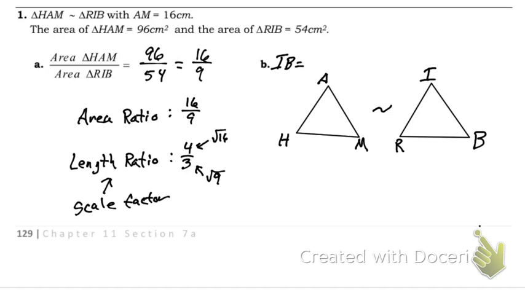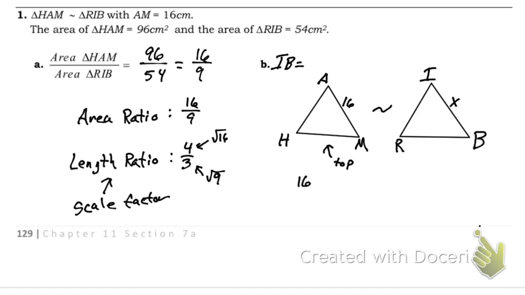Then it says that AM is 16, so we'll mark AM as 16. We are looking for IB. Those are corresponding parts. If they are corresponding parts, we can use our length ratio or our scale factor to solve for a missing length. Real quick, HAM is top, RIB is bottom. Remember that with your fractions. So your HAM is the top of all your fractions.